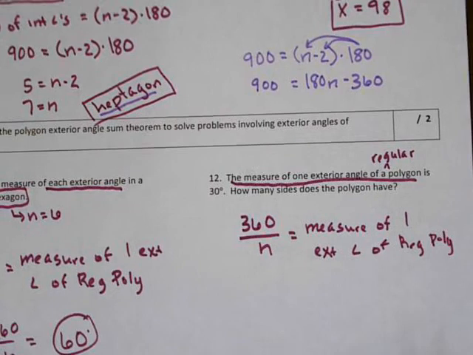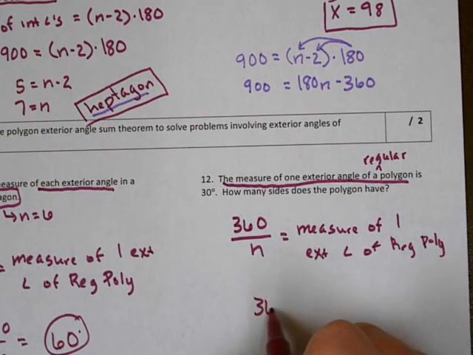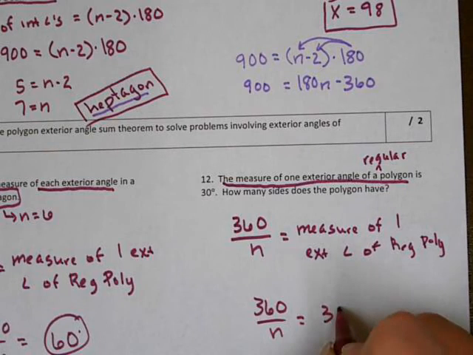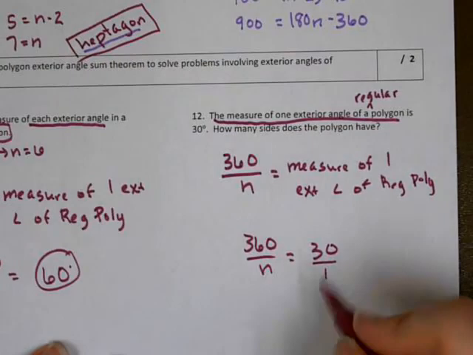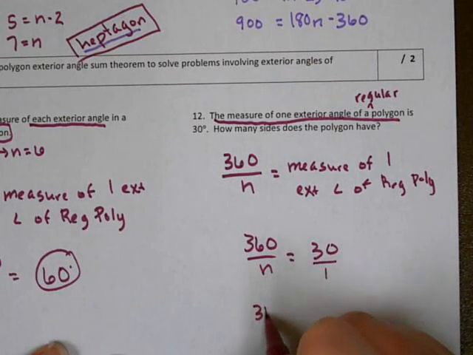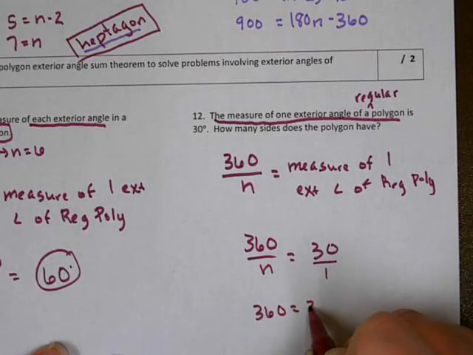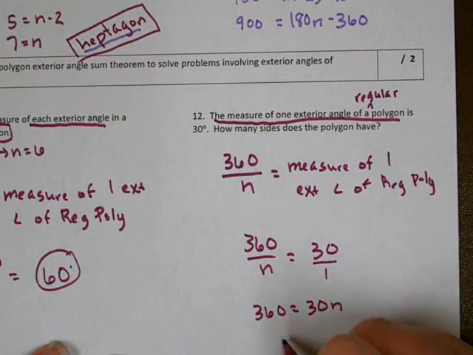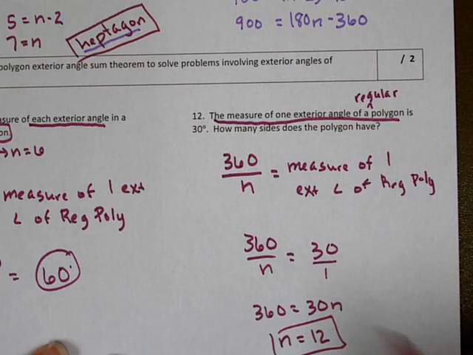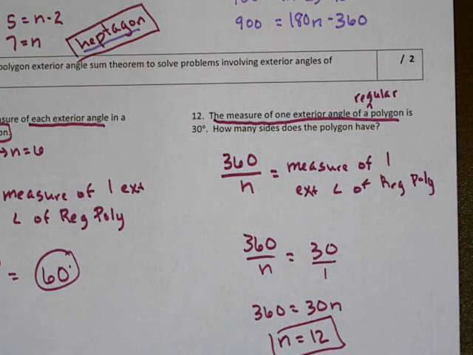So we get that 360 over n is equal to 30. What I keep telling my students to do is make this over 1, and we're going to cross multiply. So we end up getting 360 is equal to 30n. Then we can divide both sides by 30, and we get that n is equal to 12. So there are 12 sides on this polygon.